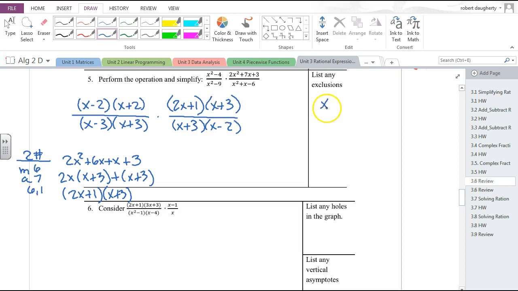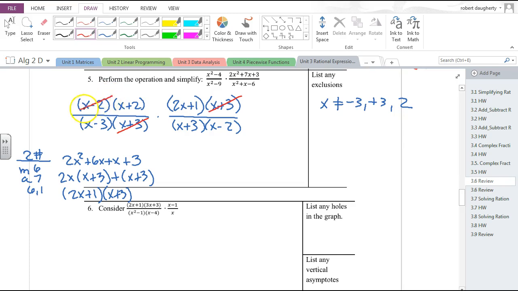My exclusions, x cannot be negative 3, positive 3, and positive 2. Now, are there any simplifications that can occur? I see, what is it? x plus 3 over x plus 3, that is 1, okay? And then if I look and see, that is it. So some people want to try to make more things cancel. That's all that's going to happen here.